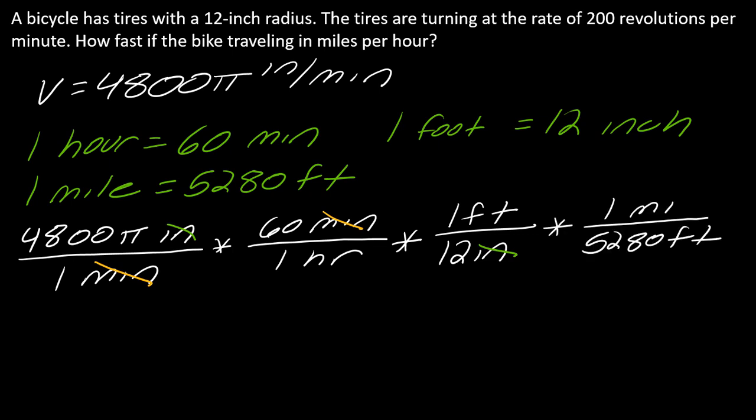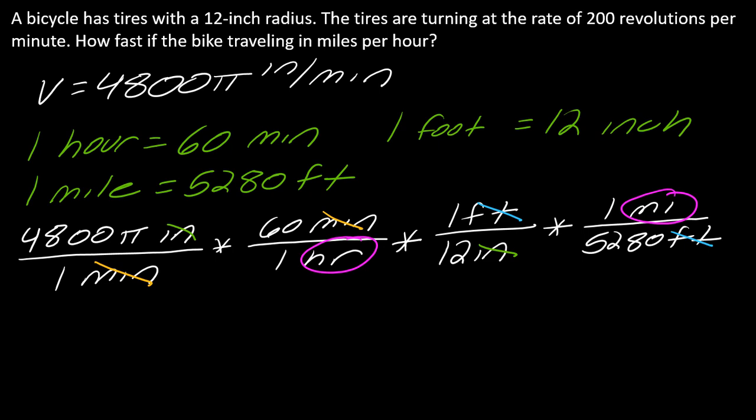Okay, the last part of this is I want the feet to cancel out. So I use this 5,280 feet. I put that in the bottom. This will allow my feet to cancel out. And so look at what I'm left with. I've canceled out all of these different conversions, and I'm left with miles on top and hours in the bottom. So I'm left with miles per hour.